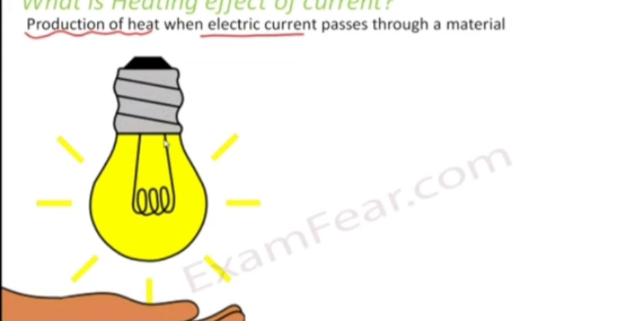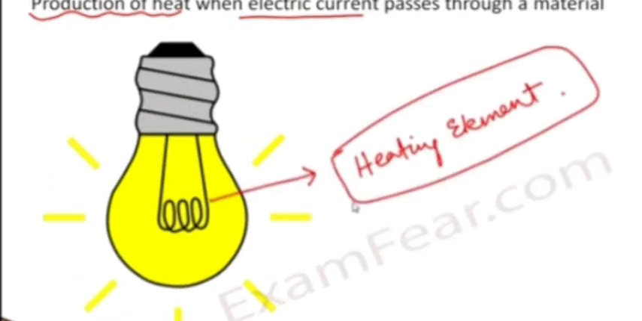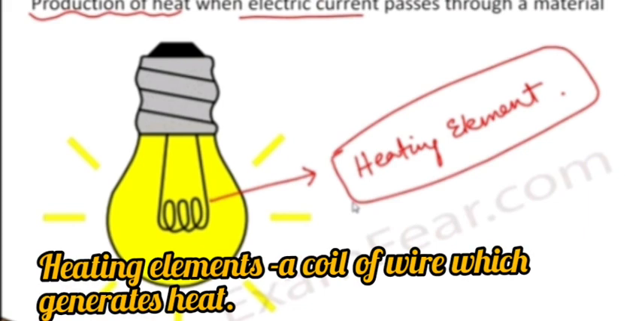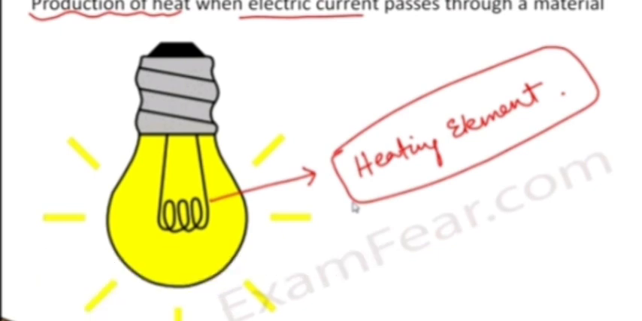Previously we have studied that inside the bulb there is a material called a filament, which is made up of the element tungsten. So tungsten is a heating element which generates heat when electric current passes through it. So this is all about the heating effect of electric current. Now in my next class we will study the factors affecting the heating effect of current.